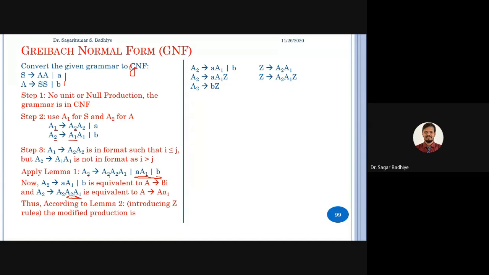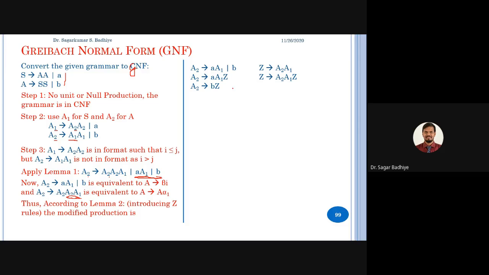So now, using this single rule, I have introduced four new rules by introducing a new non-terminal Z. Now these A2 rules are in GNF. Here there is a terminal followed by a series of non-terminals. So this is also in GNF, terminal followed by non-terminal. This is also in GNF. These two rules, the Z rules, are not in GNF. We will see how to convert them.